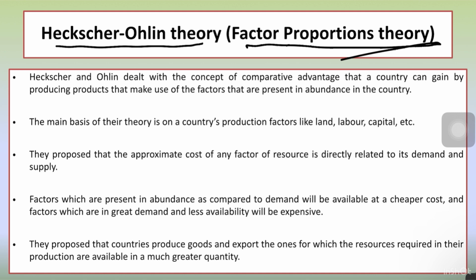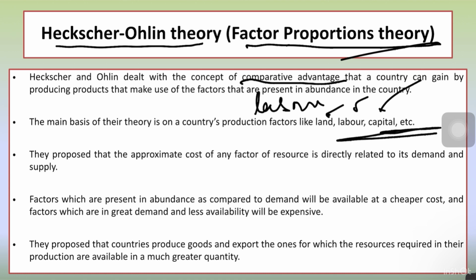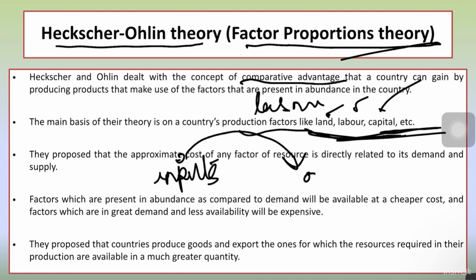Earlier we studied that in comparative advantage there was one factor, that was labor. However, this theory suggests that for any country there are factors of production, say land, labor, capital, etc. So all these are the inputs. The factors of production are inputs and they impact the output, that means the products. So every product is dependent upon the factors of production.